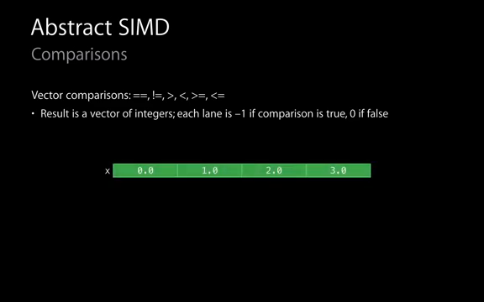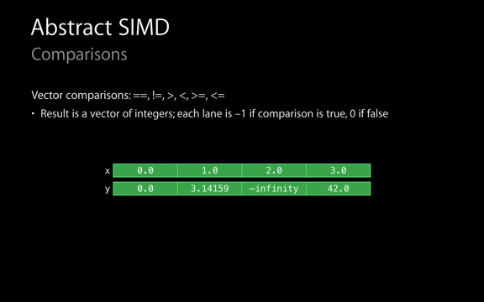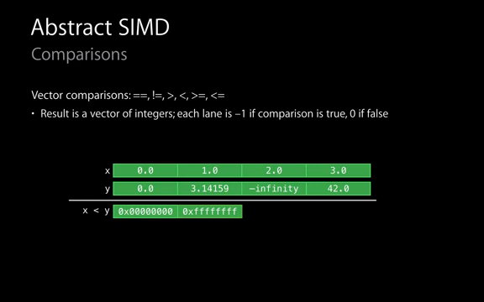Here's a vector of 4 floats. Let me compare it against another vector of 4 floats. Let's see if x is less than y. So in the first lane, 0 is not less than 0. The comparison's false. We get a result of 0. Now, 1 is less than 3.14159, so the result is all ones. So on. 2 is not less than minus infinity. 3 is less than 42.